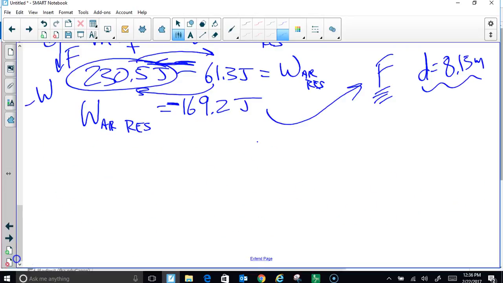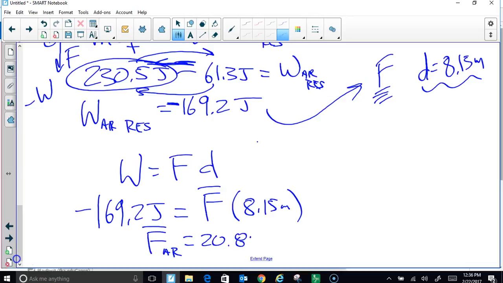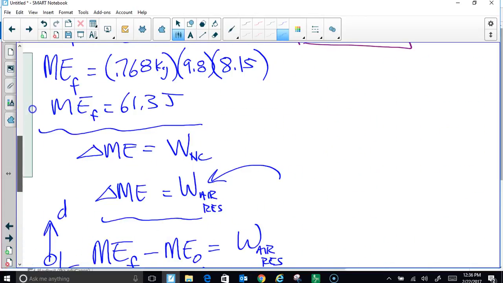So I have work equals force times distance. I have the work done is negative 169.2 joules. The force I'm looking for, it's actually an average force. And the distance is the 8.15 meters that it moves in that time. So I have that divided by 8.15. And the average force of air resistance comes out to be about 20.8 newtons, negative 20.8, downward in this case, if we took up to be positive.